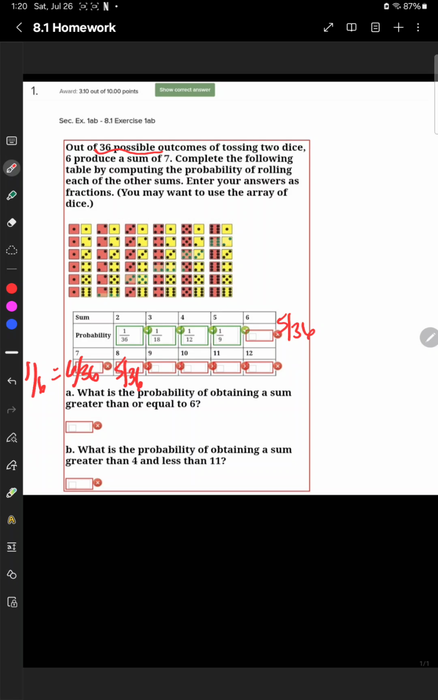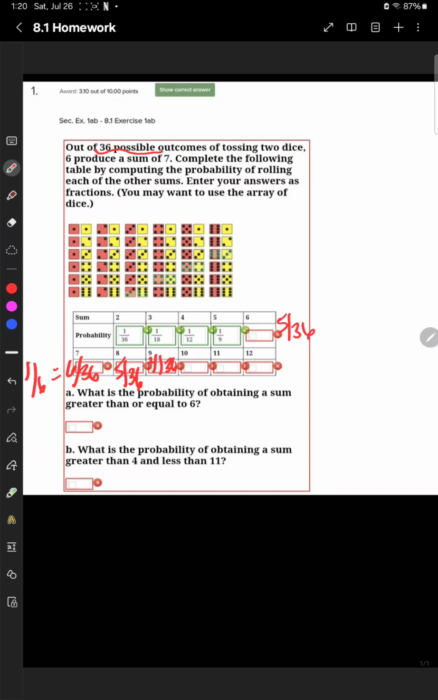Now, when we get to 9, when you're looking for 9, as you can see, we got 1 here, 1 here, 1 here, and 1 here. So we have 4. So 9 is 4 out of 36.